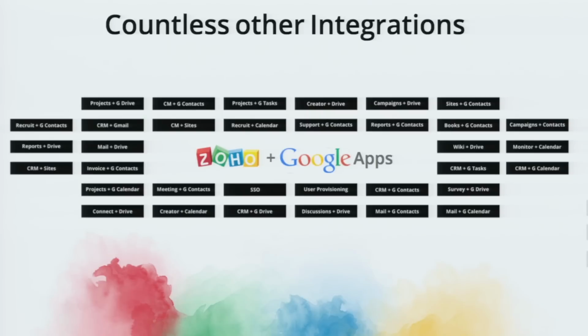Our Books has integration with Google Contact. Pretty much any of our apps that makes sense to contextually integrate with Google Apps, we've made it happen. If there are some that we're missing, if perhaps you use a particular function of Google Apps or a particular application from Zoho that you want a better, more tightly integrated, more contextual integration with Zoho and Google Apps, please let us know.